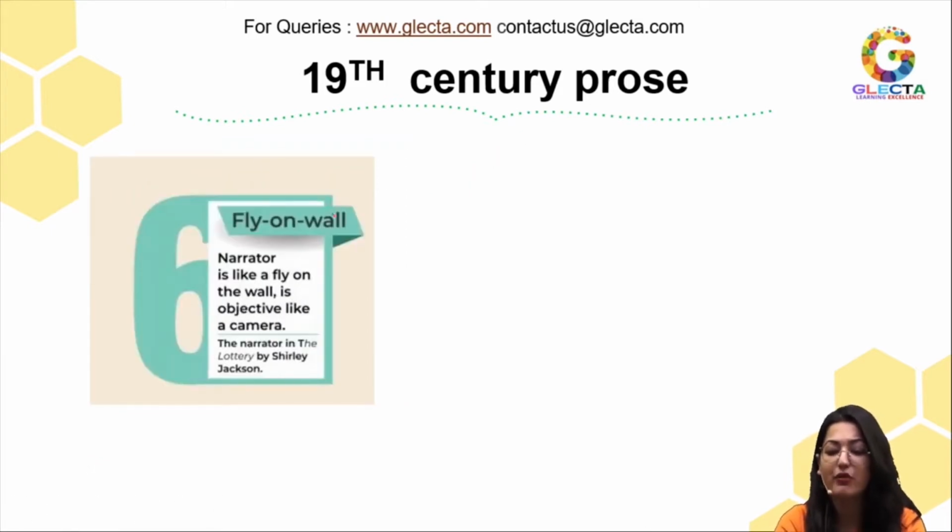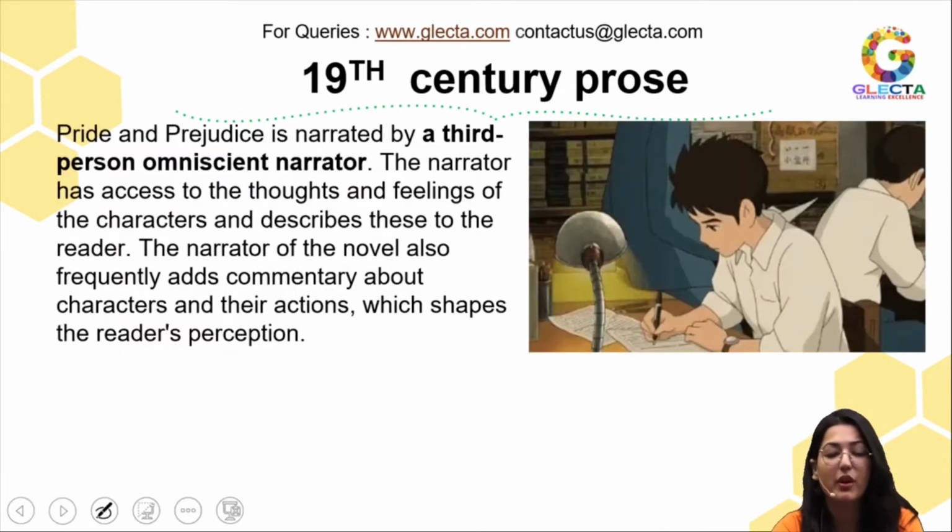Next is fly on the wall. It's just like a CCTV camera, like a camera that the narrator is using. The narrator shares all sorts of activities that are happening in the novel by the different characters. So the narrator shares all of those things just like a camera. That's why it is known as the fly on the wall type of narrator.